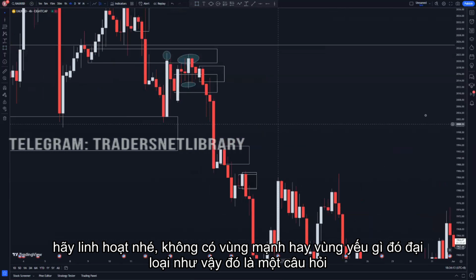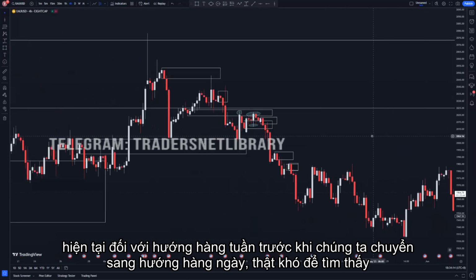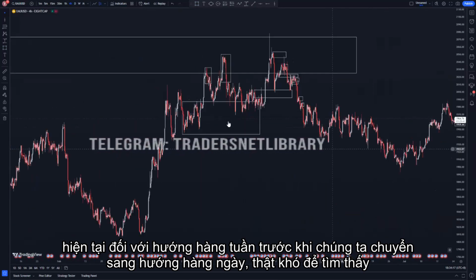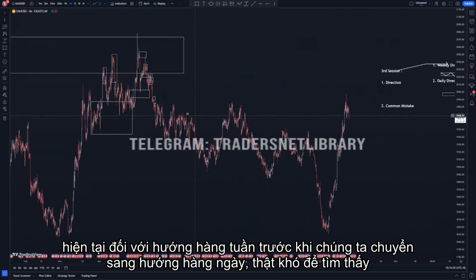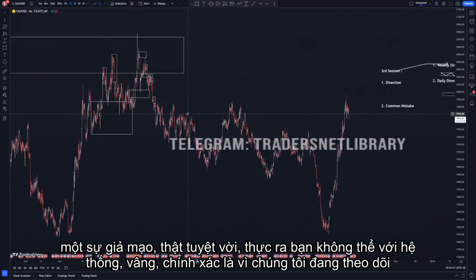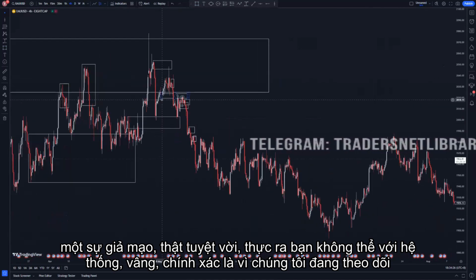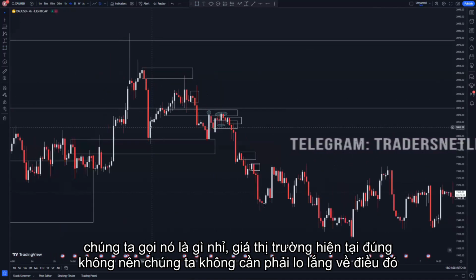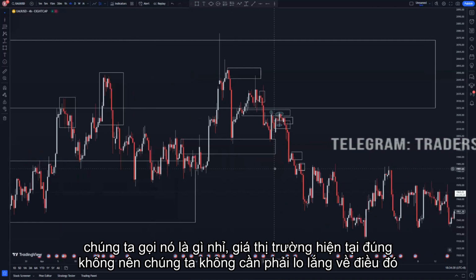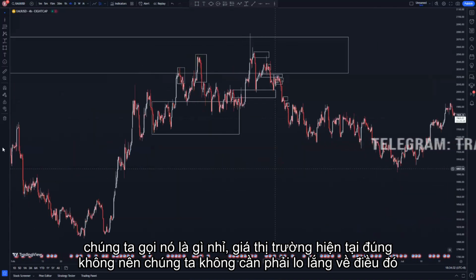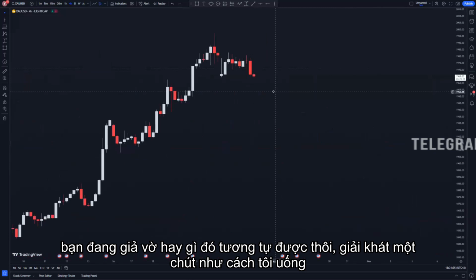Okay. Is there any question for now for the weekly direction before we move to daily direction? It's hard to even find a fake up. It's amazing. Actually, you can't with the system. Yes, exactly. Because we are following the current market price, right? So we don't need to worry about getting fake out or something like that.